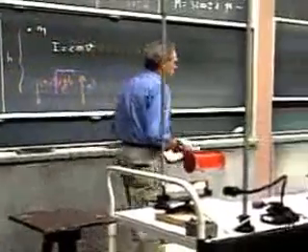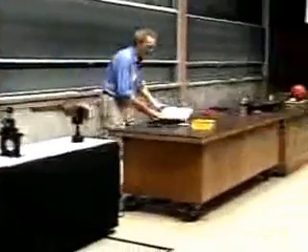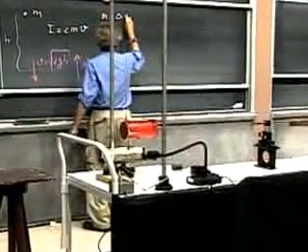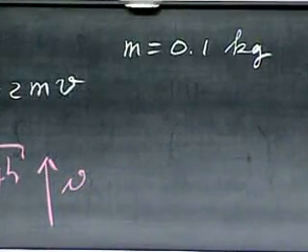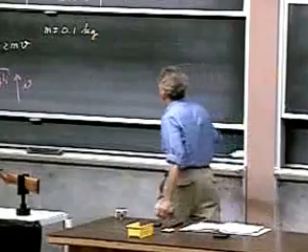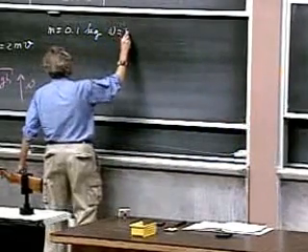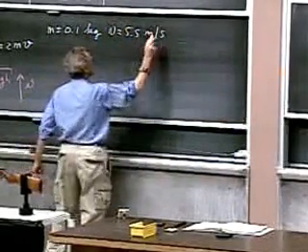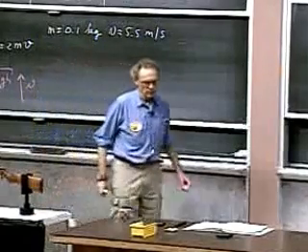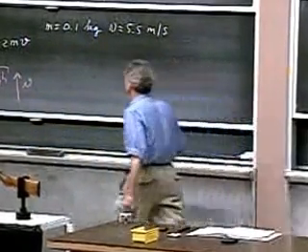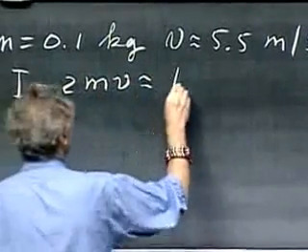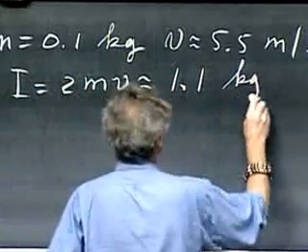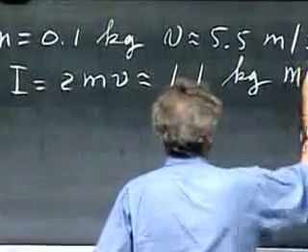We have here two balls that look alike. They have a mass of 0.1 kilogram, so m equals 0.1 kilogram. And I will drop them from a height of about 1.5 meters. And that gives them a speed, when they hit the floor, of about 5.5 meters per second. And so the momentum change is 2mv. So the impulse equals 2mv, which is about 1.1 kilogram meters per second.